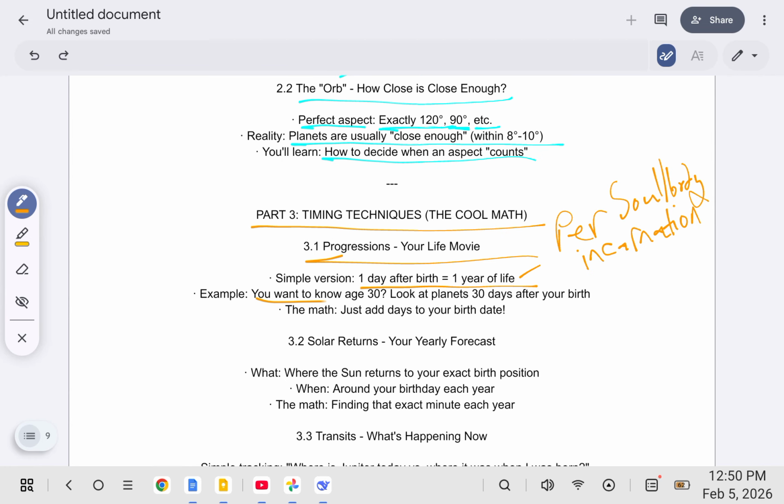you want to know age 30? Look at planets 30 days after your birth. The math, just add the days to your birth date. Let's look at solar returns, your yearly forecast. What is it? Where the sun returns to your exact birth position. When is it? Around your birthday each year. So the math is finding that exact minute each year.